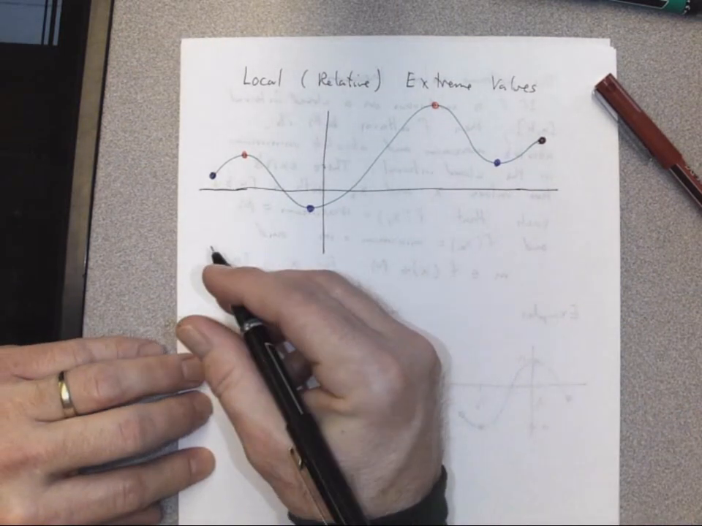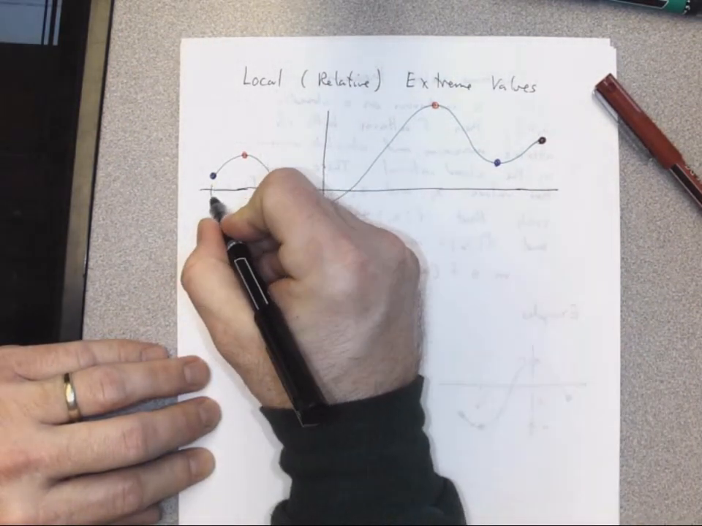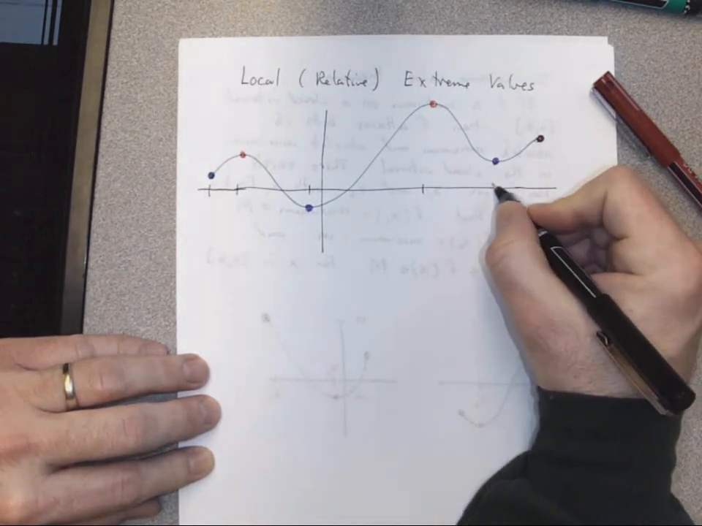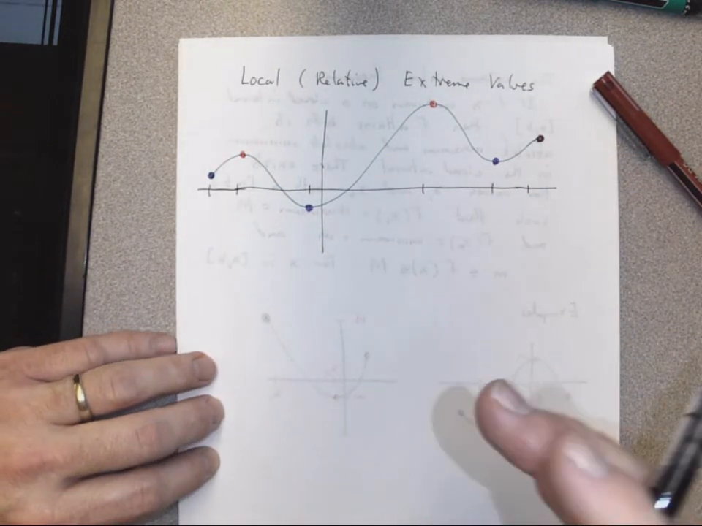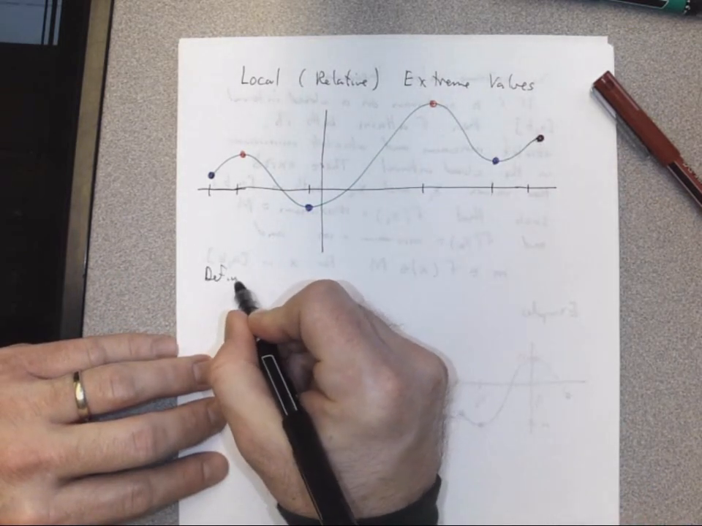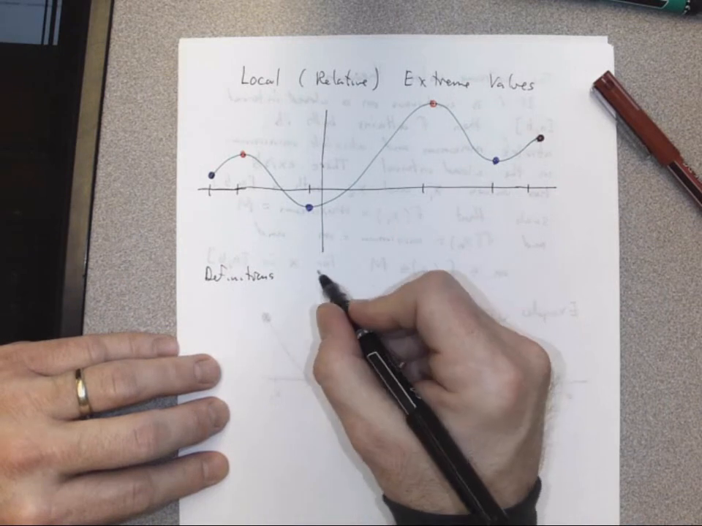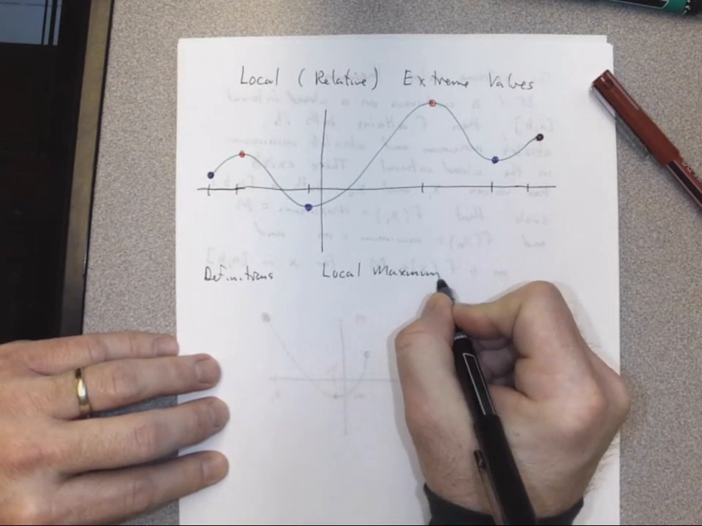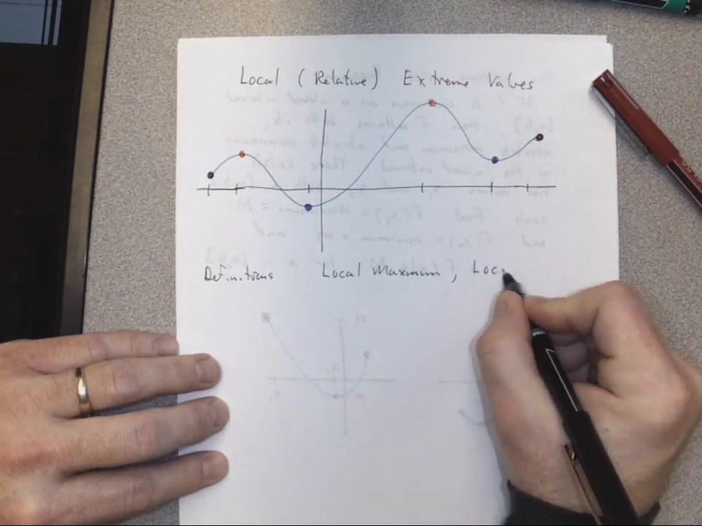So definitions. These are the extreme values. When we say that, we're actually talking about the x values for which these points are defined. Okay, so definitions: local maximum and local minimum.